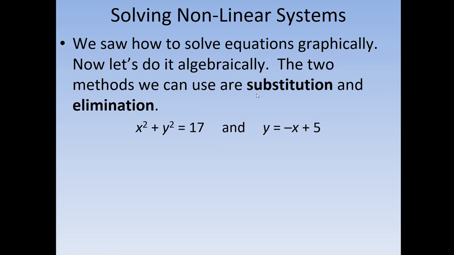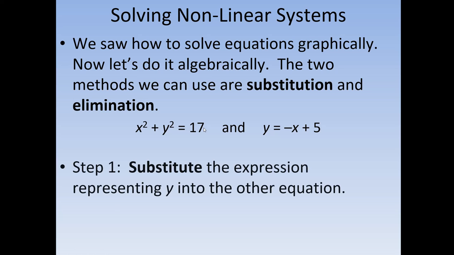So let's say that we have these two equations. We have our nonlinear equation, and then we have our linear equation. Now, this one's going to be tough to graph because 17 is not a perfect square. So the way we're going to do it algebraically is the first step is to take our linear expression, or whatever we have y equals to, maybe it's a quadratic, and plug it into our nonlinear equation. If it's not already written as y equals, we have to make sure we do that first. So when I take the negative x plus 5 and plug it into here, I end up getting x squared plus negative x plus 5 squared equals 17.